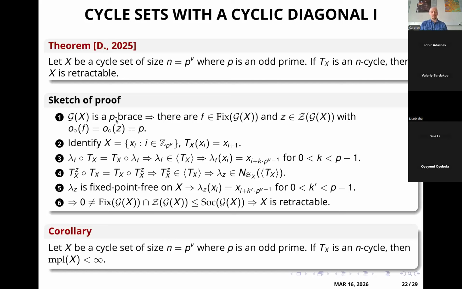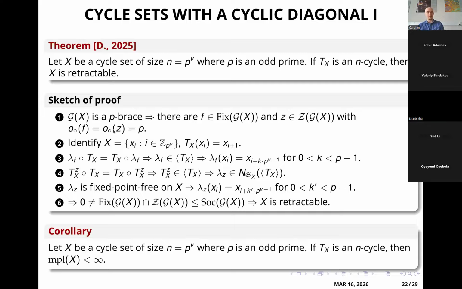So one can show that the primes that divide the order of g of x are exactly the primes that divide the order of x. This can be proven in a more general setting, namely for what I like to call irreducible cycle sets. But here, specialized to this, we get that g of x is a p-brace, and by standard results about p-groups acting on p-groups, we know that there are elements that are fixed, and furthermore, there are non-trivial elements in the center. So we can get elements in the fix that are of order p, and we can get a central element that is of order p.